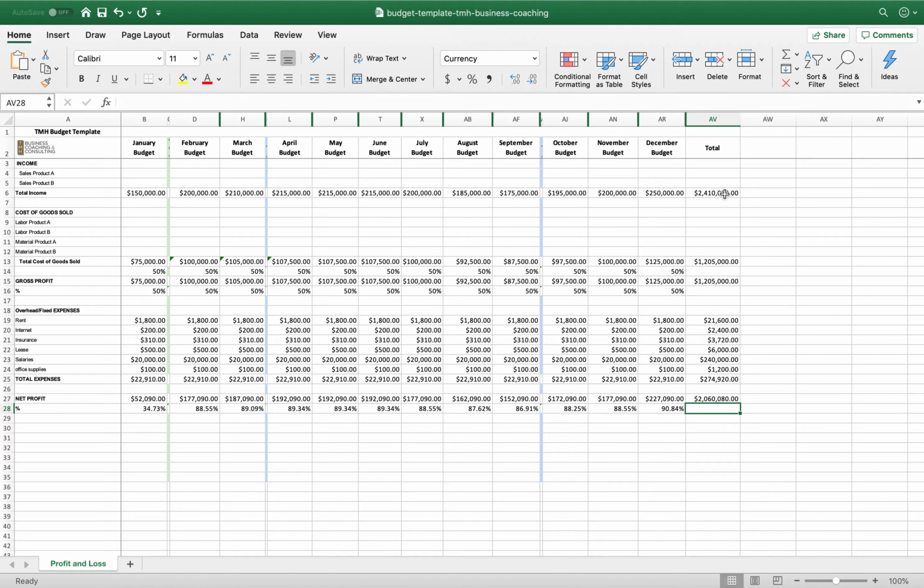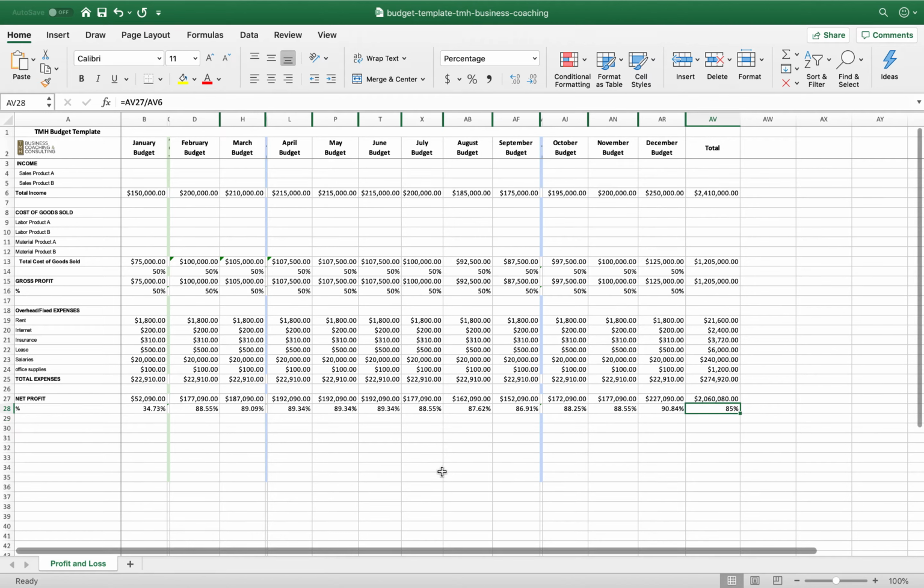Okay, so at the end of the year, we made $2.4 million in sales. We had total cost of goods of $1.2 million, gross profit of $1.2 million, and here's our total overhead expenses for the year. So our net profit is $2 million on $2.4 million. That is going to be a really great profit margin. So this divided by this: 85% profit margin. Pretty darn good when you started with 35%. So this is a great budget.